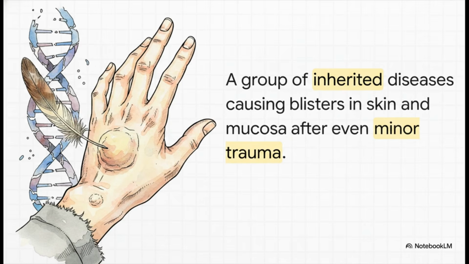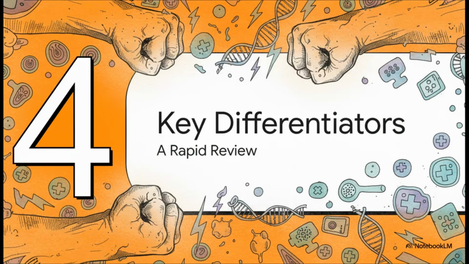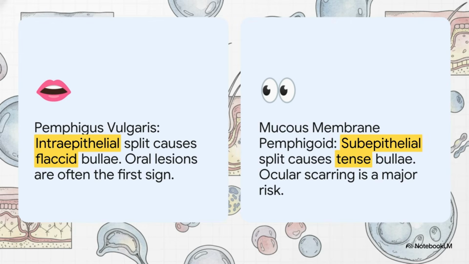Now, because this is such a complex group of rare diseases, we're keeping our detailed comparison focused on those more common viral and immunologic conditions we've been talking about. All right, it's time for the lightning round. Let's put some of the most frequently confused diseases side by side. This is where we're going to solidify these concepts and make sure you can tell them apart even when you're under pressure. Let's start with the big two, pemphigus versus pemphigoid.